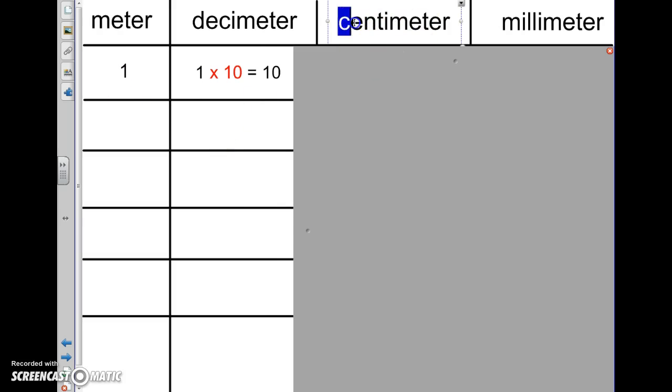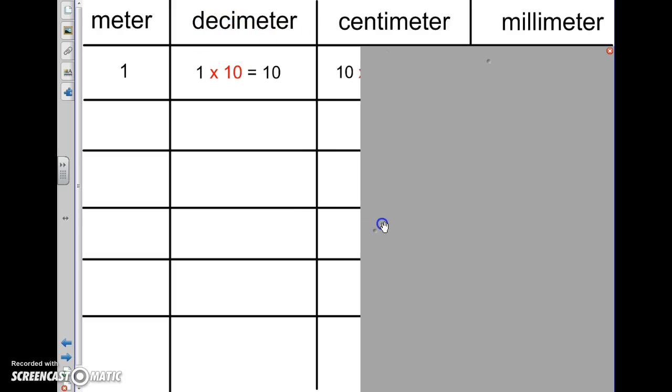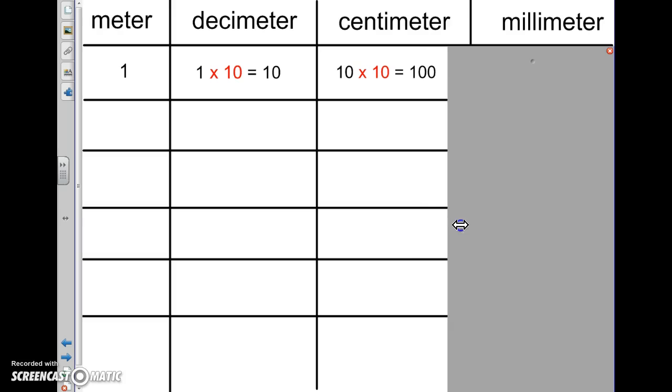A centimeter, just like if you think about dollars, how many cents are in a dollar? 100. Well, centimeter is Latin for hundredth. So there are 100 centimeters in 1 meter. Since there are 10 decimeters in a meter, and 100 centimeters in a meter, we take the decimeters and multiply. So for that 1 meter, remember it's 10 decimeters. So for the 10 decimeters, we multiply that by 10, and that would be 100 centimeters.